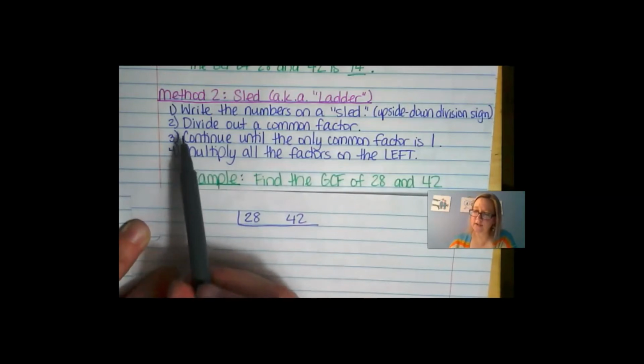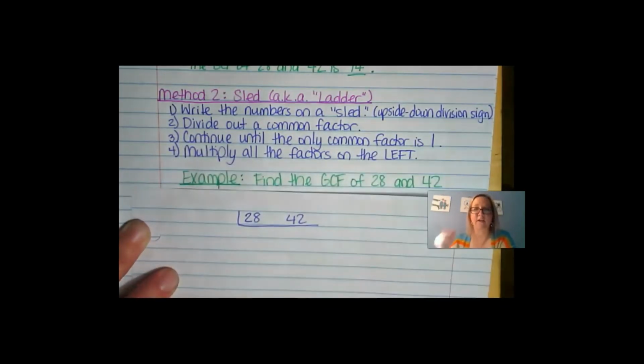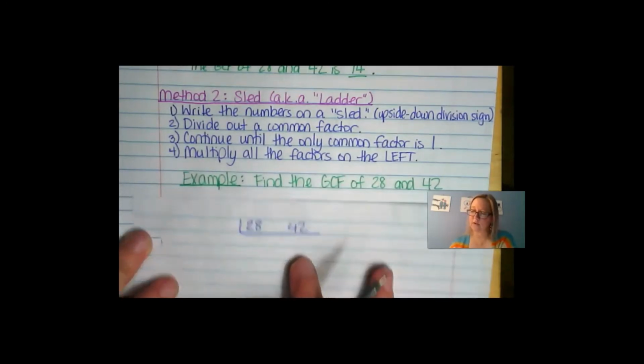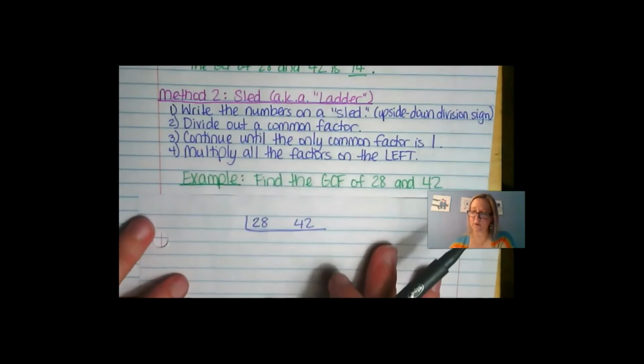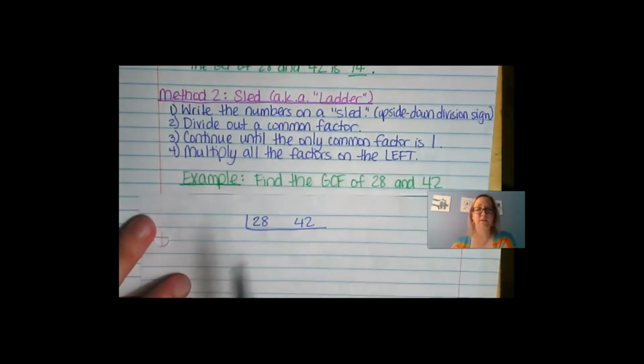Alright, and then your second step is to divide out a common factor. A common factor of 28 and 42, and again, your divisibility rules will help here. I know that they're both divisible by 2 because they're both even. I know that they're both divisible by 7. So I could use either one of those. Since I used 7 on the example we wrote down, I'm going to use 2 here just to show you it doesn't actually matter which factor you divide out with first. You'll still get the same answer.